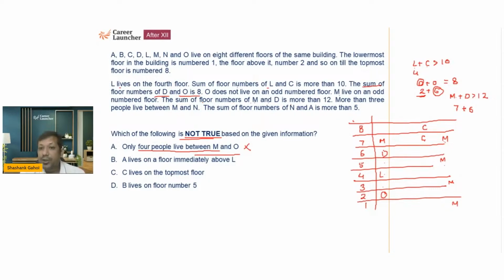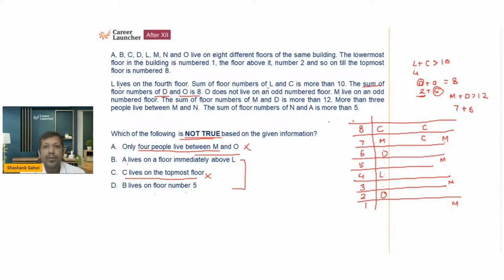Now, C cannot live on the 7th floor, so C has to live on the 8th floor. C lives at the topmost floor, that is also true. So I am going to cancel this out. Okay. A lives on a floor immediately above L. Okay. B lives on floor number 5. So either of the two has to be false.